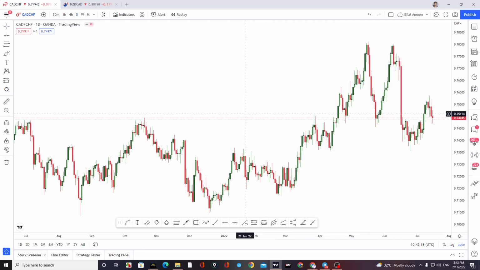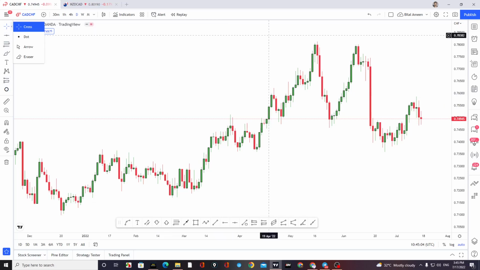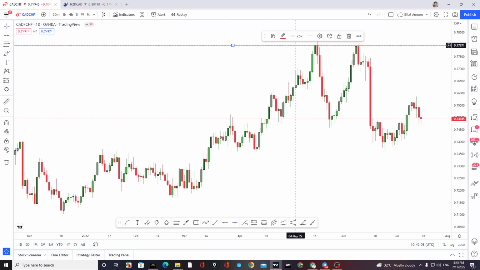First thing we need to know is what demand and supply zones are. Demand and supply zones are an advanced level of support and resistance, because when we draw our support and resistance we denote it by a single line. As we can see here, we just take a single horizontal line and draw our support and resistance. This is our resistance and this is our support at this point.